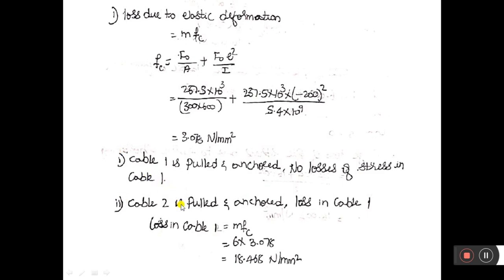Now when cable 2 is pulled and anchored, then there will be loss in cable 1 and loss in cable 2 will be equal to 0. So loss in cable 1 is equal to MFc. So M is 6, Fc is 3.078. Substitute the values, we will get 18.468 Newton per mm square. So when cable 2 is pulled, loss in cable 1 will be 18.468 Newton per mm square.